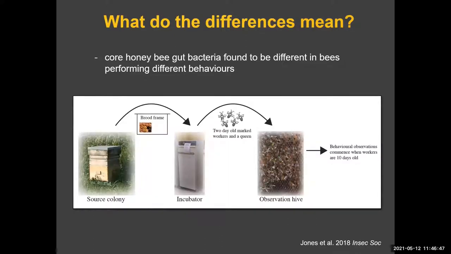In the second experiment, where we formed colonies of similarly aged workers, observed their behaviours, and then characterised their gut bacterial communities, we find that these bees performing different behaviours also have differences in their gut bacteria communities. And in particular, similar to the landscape observations, we find that they have differences in the relative abundance of some of the core bacterial taxa.